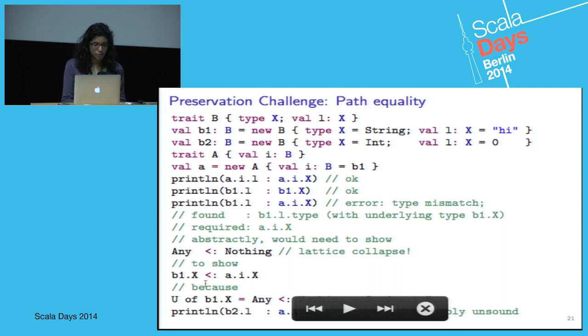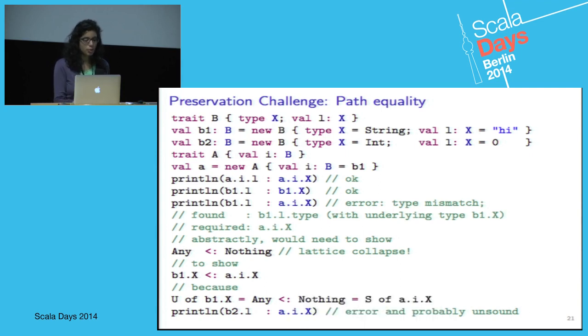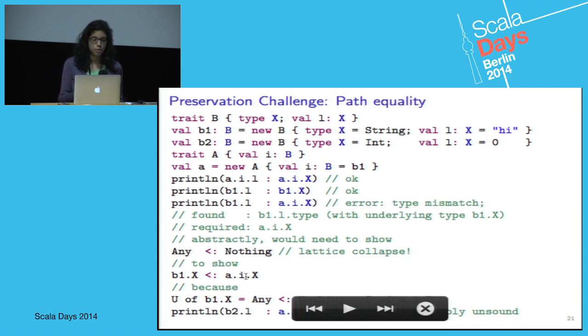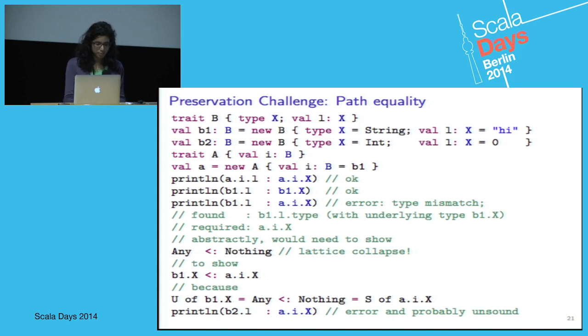But if you just look at the type definitions, this is not really possible, right? Because in order to show this subtyping relationship, on the right-hand side you have this a.i.X, so you would have nothing here. And then on the left-hand side, you have this b1, where all you know about B is that it's fully abstract, so you would have any. So you can't really show this in the abstract. And the only way you know that this might hold is because you know that there's a relationship between a.i and b1. Namely, a.i is equal to b1.